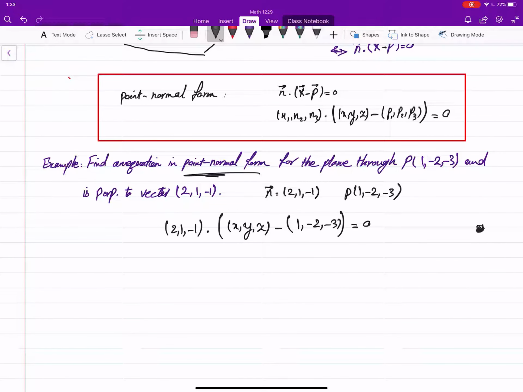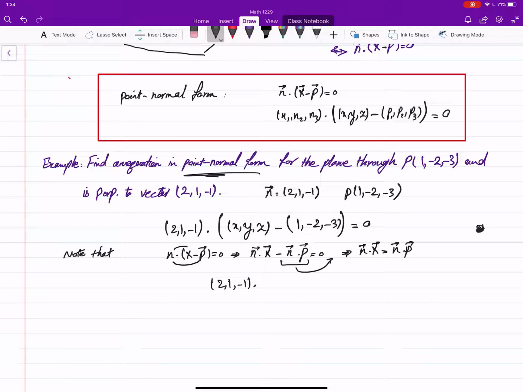But you can do a little bit more on this. Note that we can simplify this. You have n dot (x minus p) equals 0, and then you can expand the dot product over the subtraction, so you get n dot x minus n dot p equals 0. Then you can take this to the other side and it turns positive: n dot x equals n dot p. For the above example, it will be (2, 1, -1) dot (x, y, z) equals (2, 1, -1) dot (1, -2, -3).